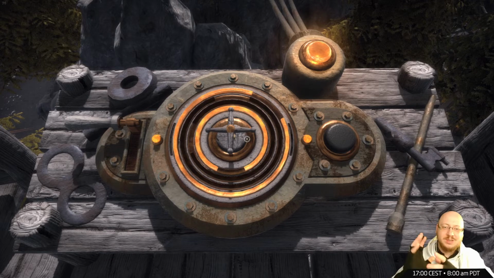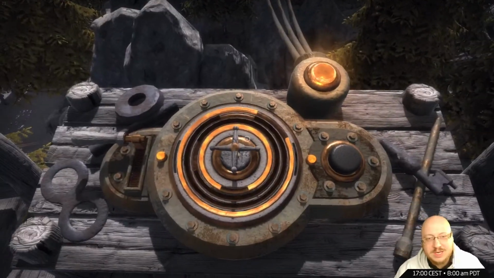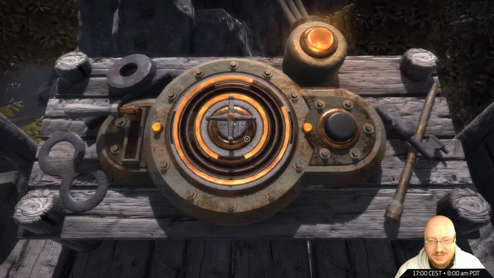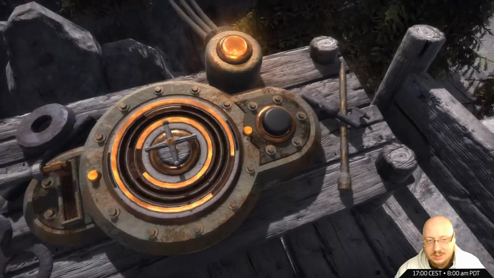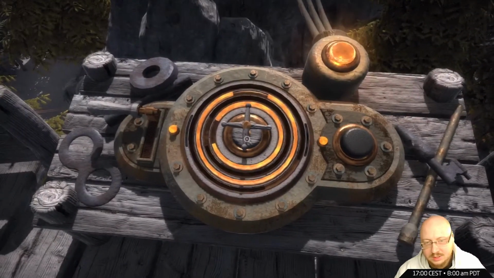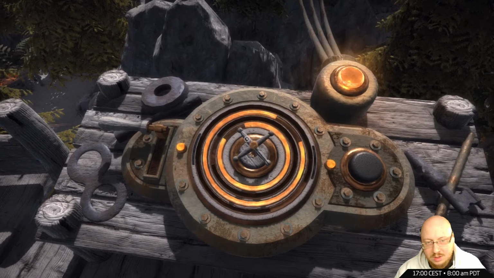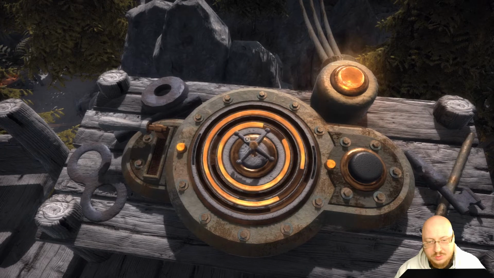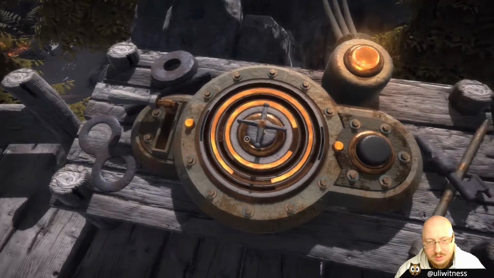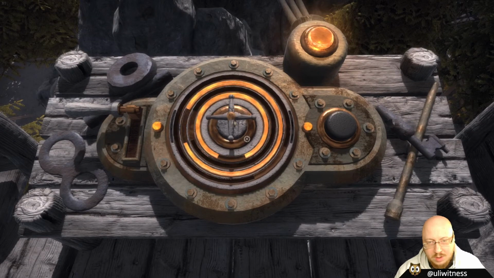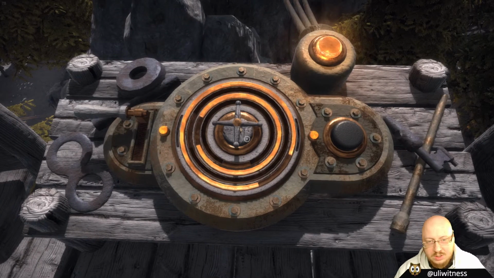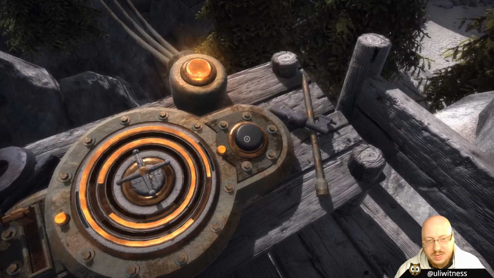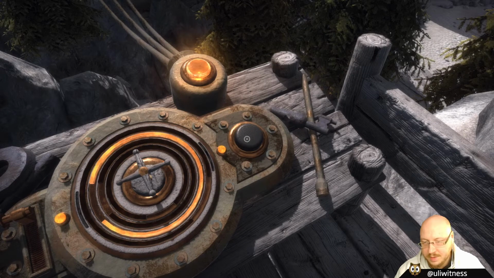With the concentric circles that have to be rotated to match. Okay, so this goes here. Let's see. Okay, these two rotate together. I'll have to see. These two rotate together. So I have to make this and the outer one match.